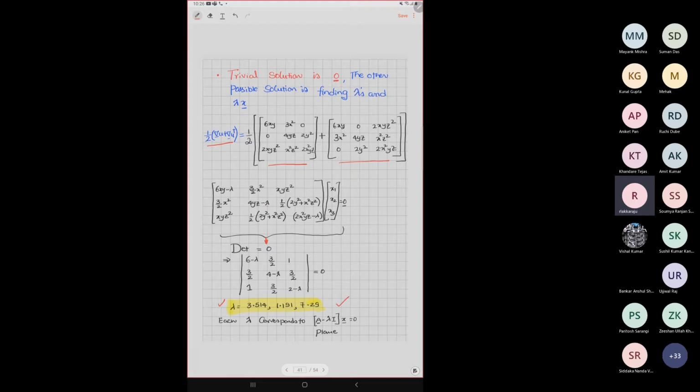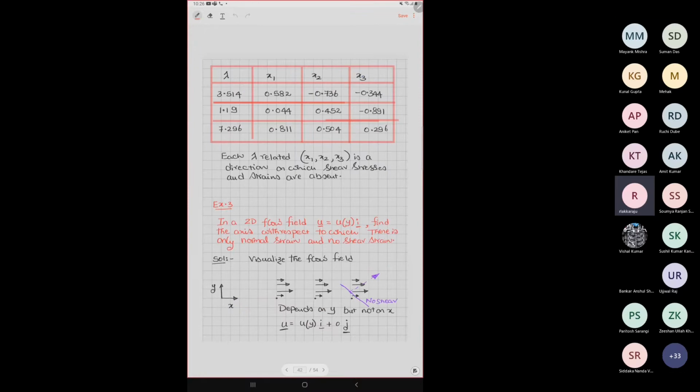Once eigenvalues are known, what we can always do is plug that number, A minus 3.514 of I, plug it, and find out the x values. That is the way we calculate eigenvectors. So first what we are trying to do is note down the lambdas: 3.514, 1.19, 7.296.